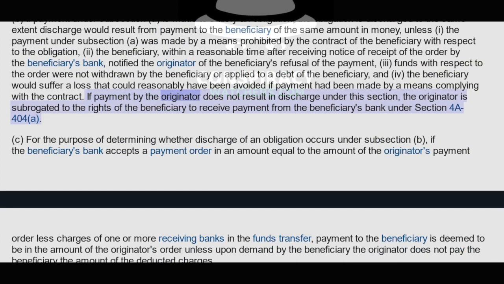If payment by the originator does not result in discharge under this section, the originator is subrogated to the rights of the beneficiary to receive payment from the beneficiary's bank under Section 4A.